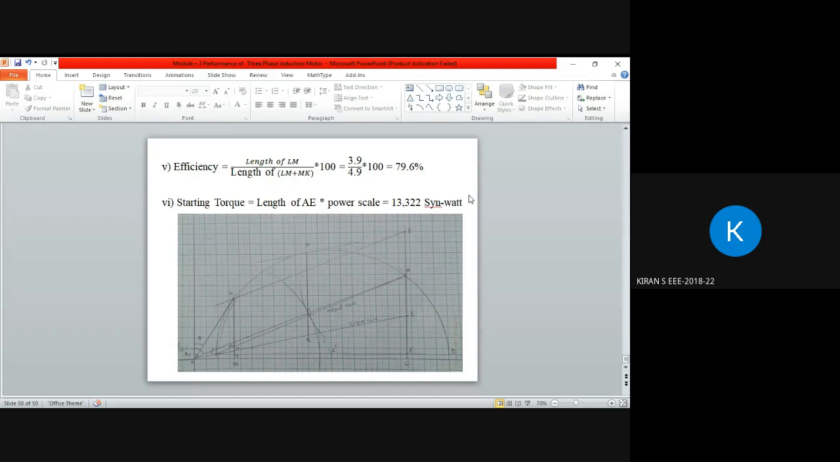4.8. Okay. So here I'm getting 3.9 and 4.9. So how much are you getting? Efficiency. 78% or 79%? 79.14. Okay, I'm getting 79.6%. Okay, fine. So 79.1% you are getting.